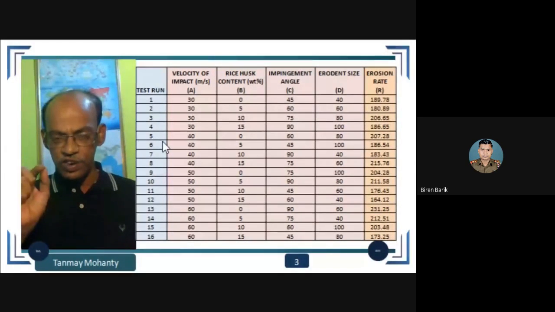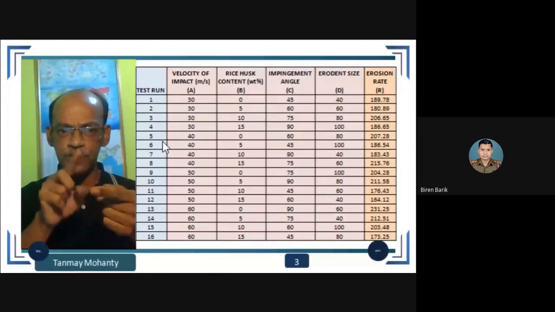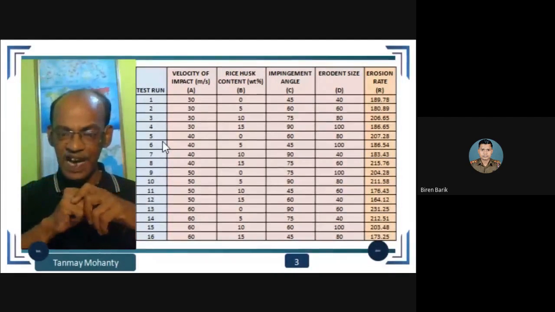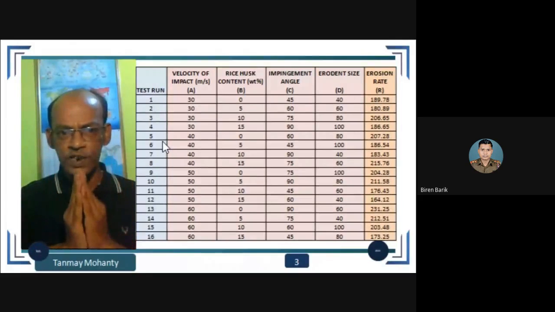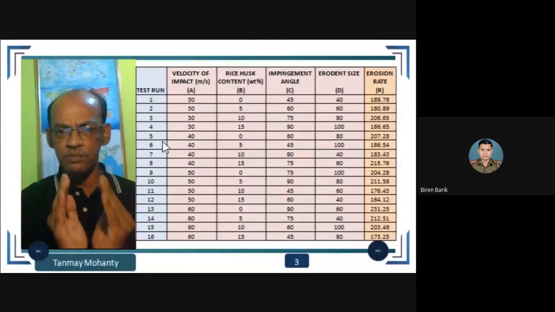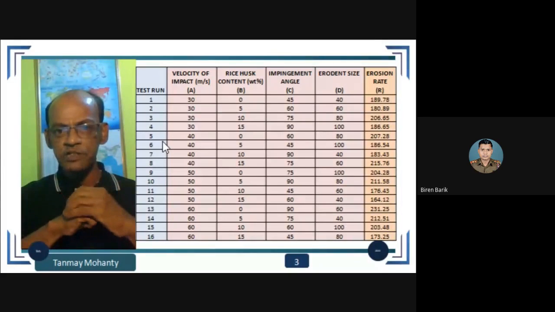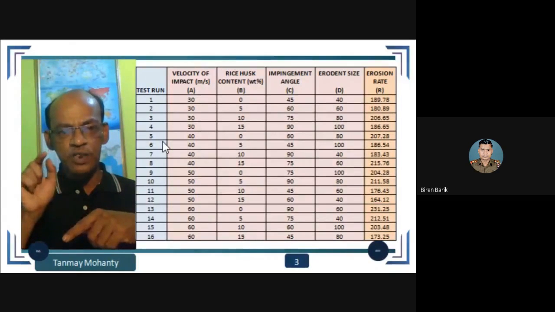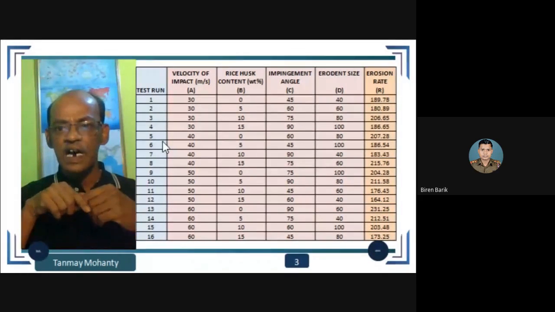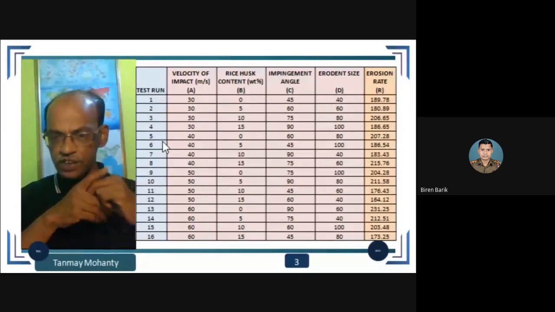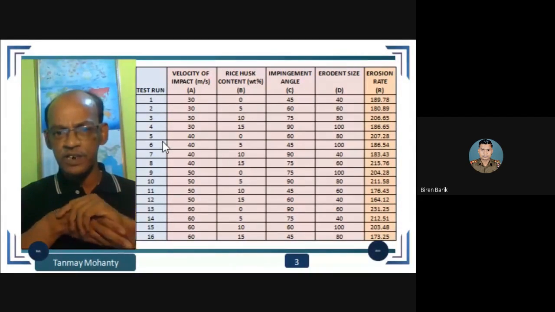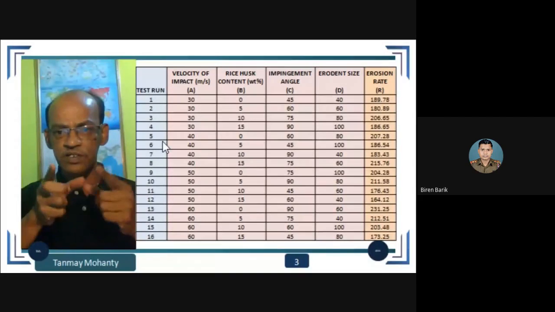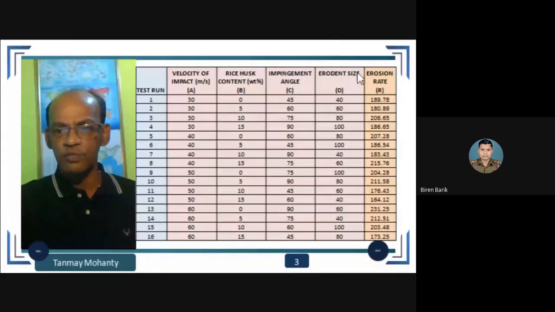The velocity of impact was varied as 30 meter per second, 40 meter per second, 50 meter per second, 60 meter per second. Similarly, the rice husk contained in the composites that were tested were 0%, 5%, 10%, 15%. The impingement angles selected for these experiments were 45 degree, 60 degree, 75 degree, and 90 degree. And the erodent size was 40 micron, 60 micron, 80 micron, and 100 micron. And the erosion rate obtained in the experimentation is put here in the output column R.